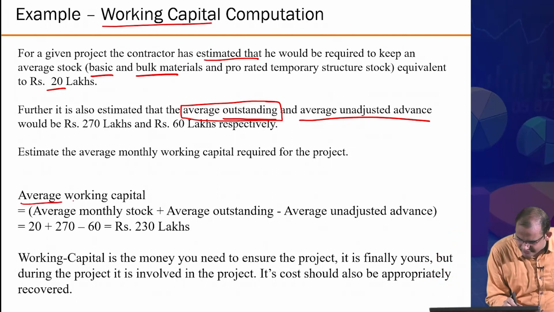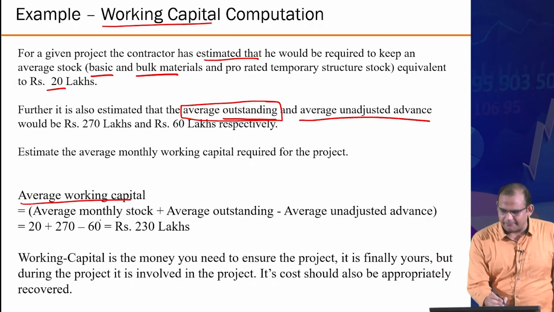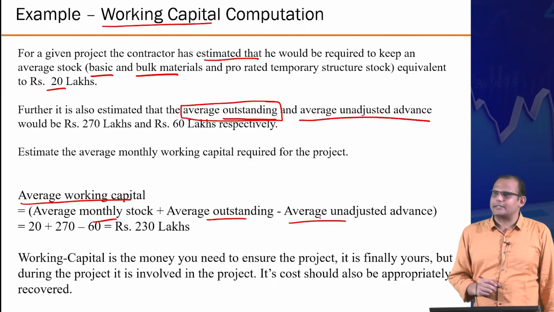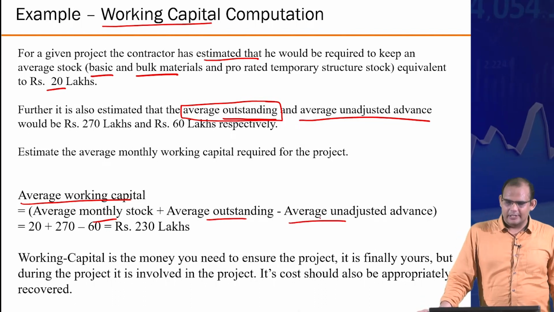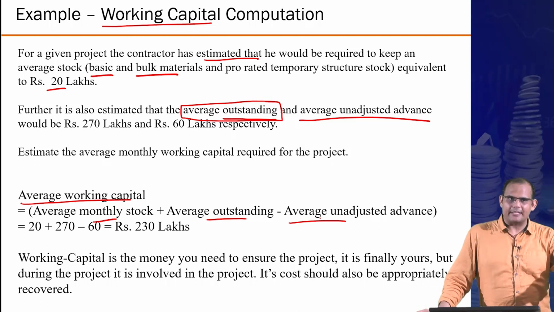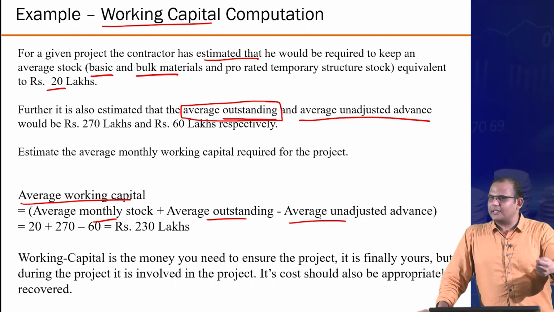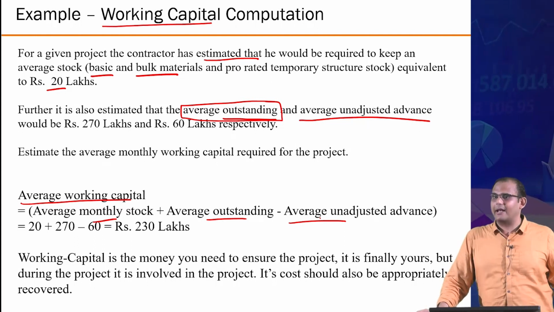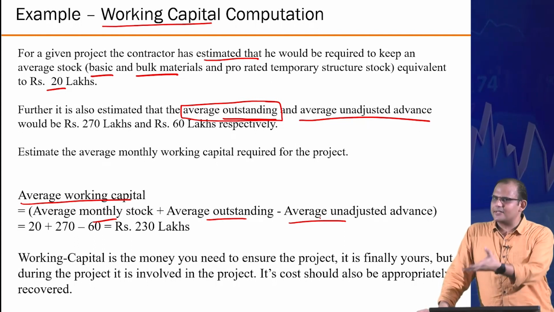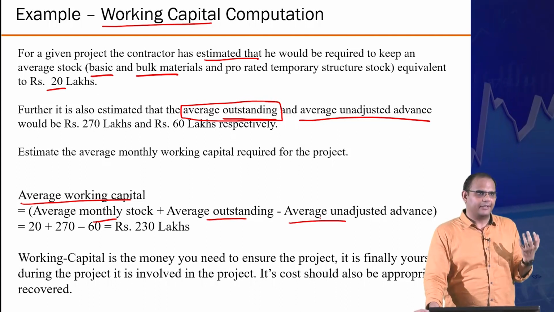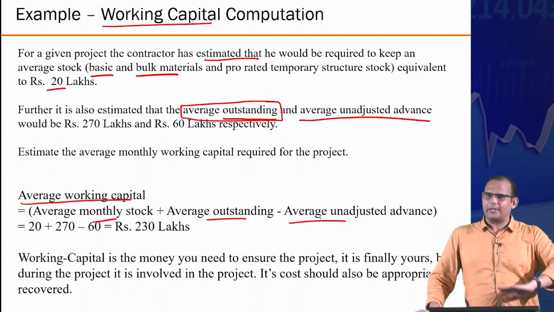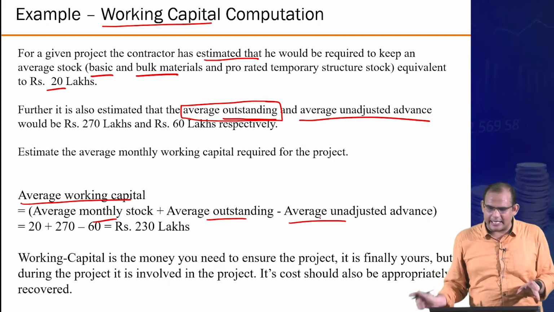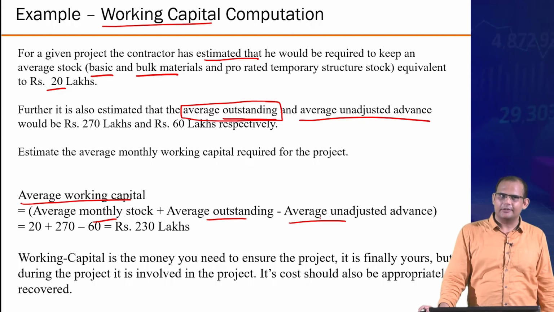So the average working capital then becomes the monthly stock plus the outstanding minus the unadjusted advance. Stock is what you need to pay as a cost. Outstanding is something that you have not received money for from the client, but you still need to pay because people are asking for that money from you, minus the money that you have already gotten from the client. This much money you need to put in the system for it to keep running smoothly, right? So that's the concept of working capital computation.